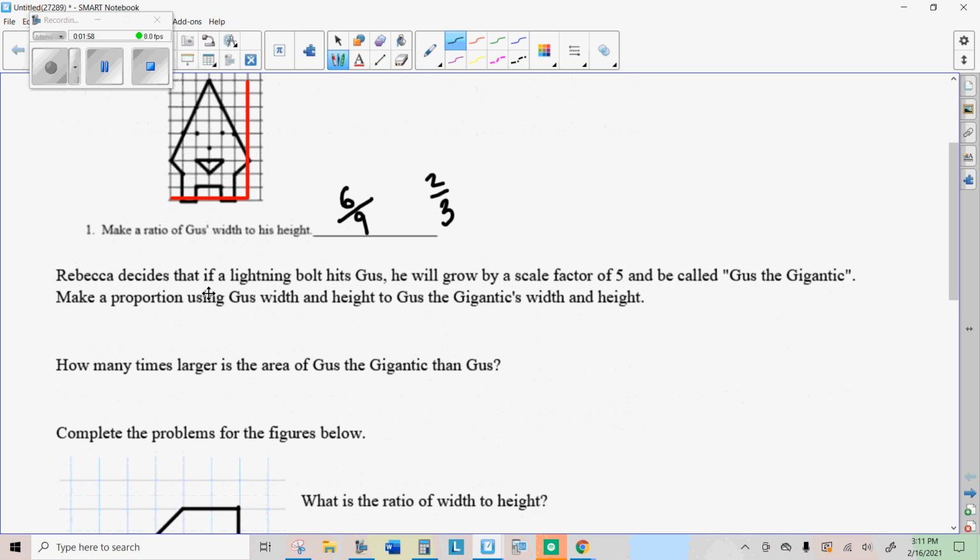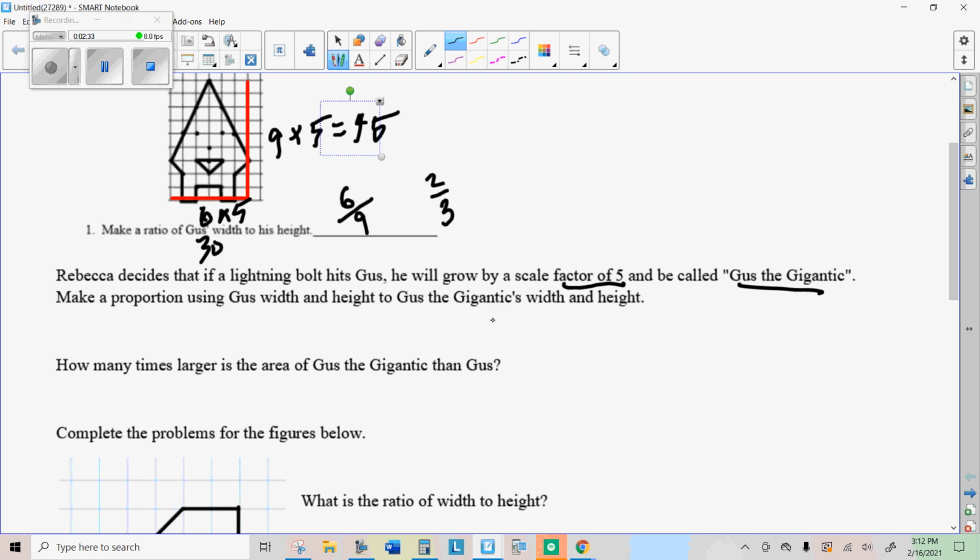Now, Rebecca decides that if a lightning bolt hits Gus, he will grow by a factor of 5. That means he's going to be 5 times as wide and 5 times as tall. And she's going to call it Gus the Gigantic. Okay, so what we're going to do is take the original dimensions of 6 and 9, and multiply those by the scale factor to get the new ones. And that gives us 30 for the width and 45 for the height.